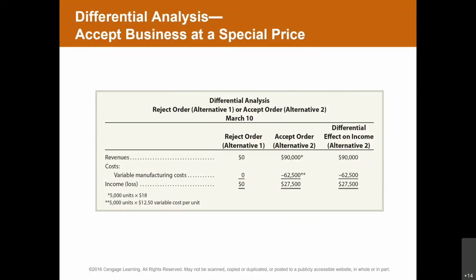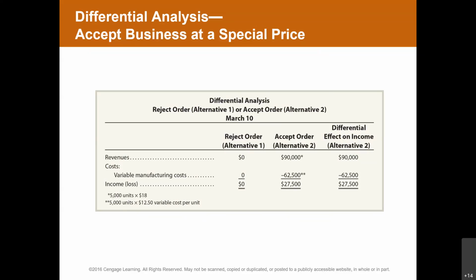If I accept the offer and sell 5,000 basketballs at $18 each, I'll be able to yield $90,000 in additional revenue. My costs of manufacturing the basketballs at $12.50 for the 5,000 basketballs to be sold overseas would be $62,500. Excuse me, Professor. How come fixed costs are not included in this example? Fixed costs. Why are fixed costs not included?